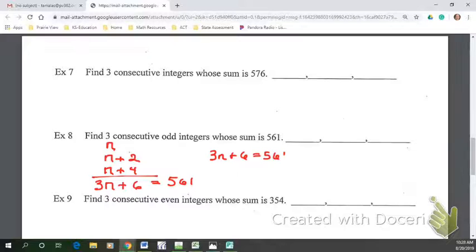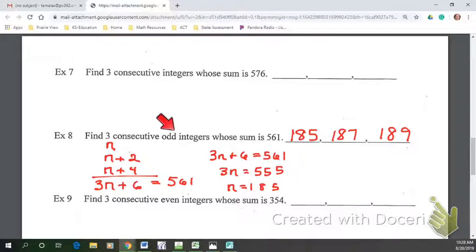The first thing I'm going to want to do is subtract what? Subtract a 6, and I get 555. And then divide by 3, and I get what? 185. So that's my first number. And I'm looking for consecutive odd numbers. 187, 189. And I would always check these to make sure they add up to this, because a lot of people forget. By the time they get to the end of the problem, they forget that this said odd, and they write down 185, then they go 186, 187. I hate for you to miss problems like that just because you forgot that word. So be super cautious and careful on those.